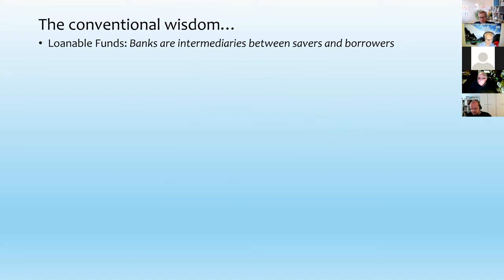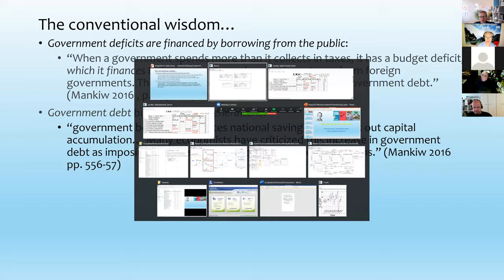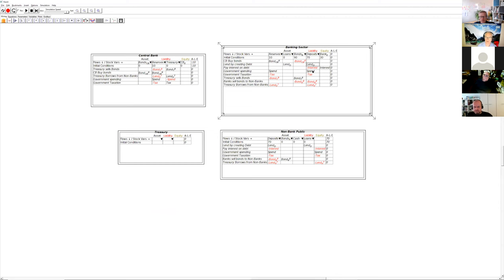If we go back and take a look at Mankiw's vision here, government borrowing reduces national saving and crowds out capital accumulation. Well, taking a look at it, national saving is the level of deposit accounts. What's the deficit done? It has increased them. It doesn't decrease them. It's the opposite of what the textbook argues.